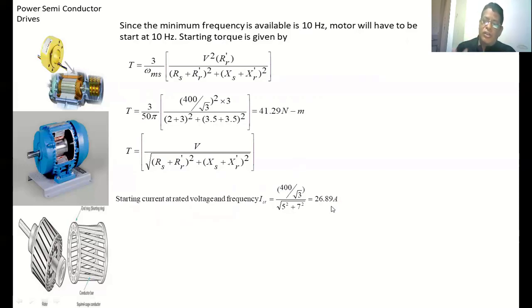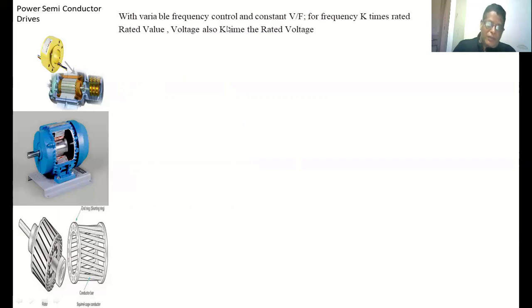Now we are going to compare. If you apply the rated voltage and frequency to the induction motor, how much is the starting torque and how much is the starting current. If we apply 10 Hz frequency and the corresponding voltage to the induction motor, how much is the starting torque and how much is the starting current. With variable frequency control and constant V/F ratio, the frequency is k times the rated value, and the voltage also is k times the rated value.